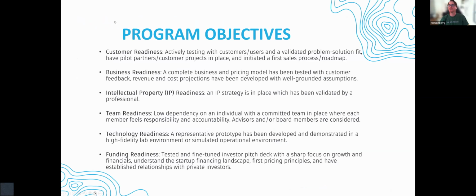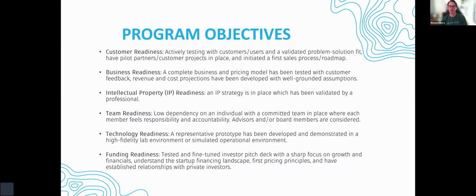The objectives and what we're trying to achieve and what we will work with you on throughout the program is your customer readiness, making sure that you're testing with customers and understanding the pains and gains that they're after. Your business readiness, understanding your business model, the levers within your business, the financial models, the unit economics, and everything that makes your business tick. The intellectual property I mentioned before, Lauren and her team. So there's a strategy in place that's validated by a professional, i.e. Lauren and her team. Team readiness, there's low dependency on you as the single founder, and there's potentially a committed team member or a set of committed team members who have responsibility and accountability across the venture.